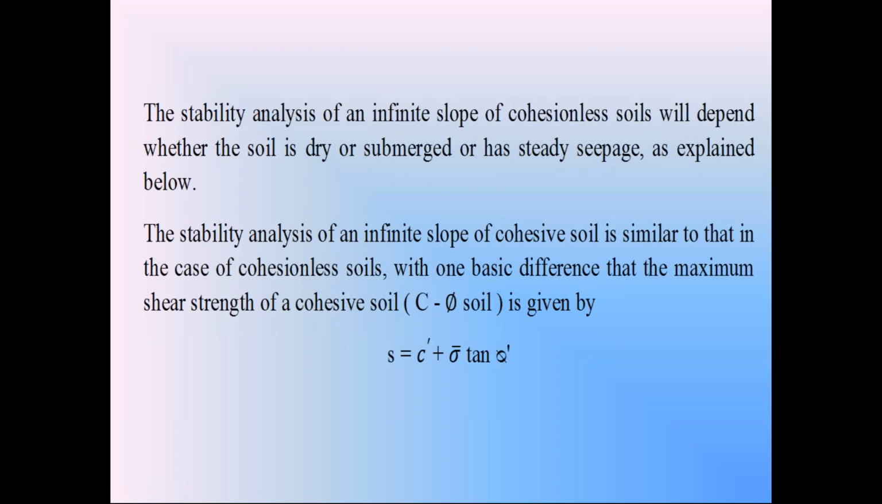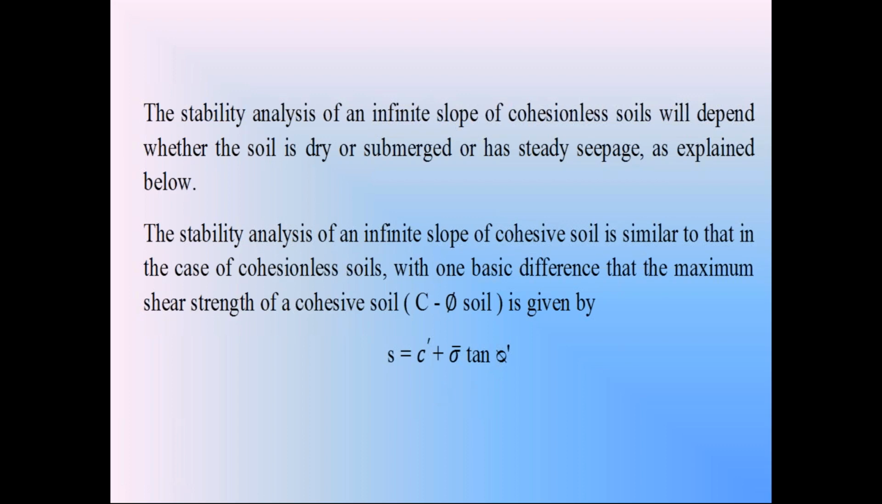Since here the soil is cohesive soil, according to Terzaghi equation, the shear strength of soil resisting the failure, S, is equal to C plus sigma dash tan phi dash. In the previous case, the soil is cohesionless soil, so this cohesion C equals 0. Whereas in this case, the soil is a cohesive soil, so the soil has the property of cohesion. Attraction between the soil particles is called cohesion.